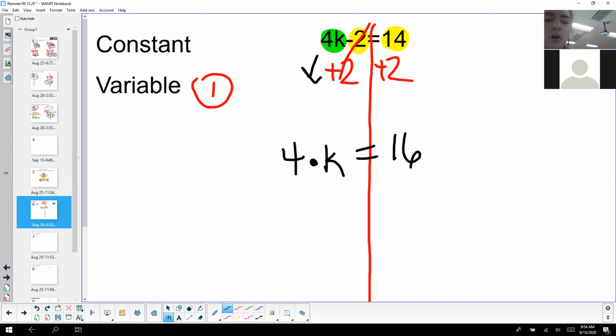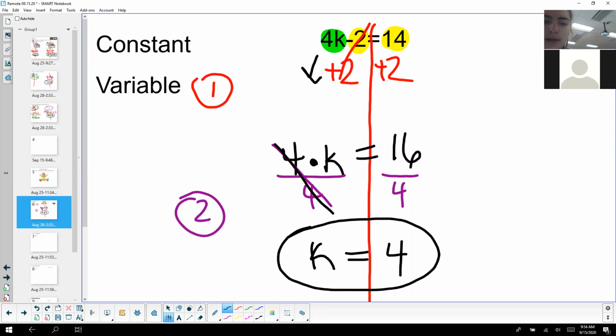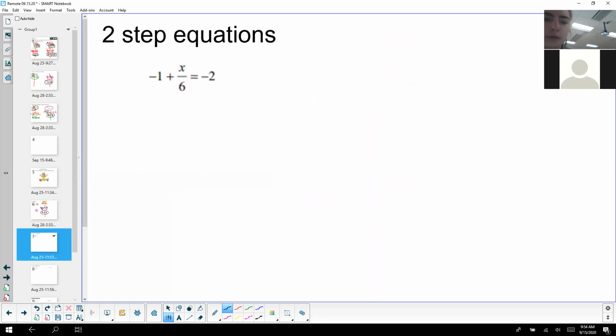And again, we want to get K all by itself, isolated. So for step 2, I'm going to undo that multiplication by dividing both sides by 4. So K is going to equal 16 divided by 4, which is 4. Again, I wanted to get rid of that multiplication, so I divided both sides by 4. I had 16 divided by 4, and then K was by itself, so I had K equals 4. We're going to have lots and lots of practice with this, so don't worry. I'll keep going through practice problems.